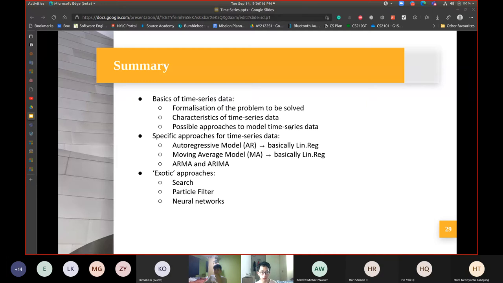More specifically, we've talked about autoregressive models and moving average models, which are basically just linear regression. The only difference is what they take in as an input. Autoregressive takes in past data as input. Moving average takes in past errors as input. And then we have ARIMA and ARMA, which is when you combine autoregressive and moving average together. We also very briefly covered some other approaches to model time series data.